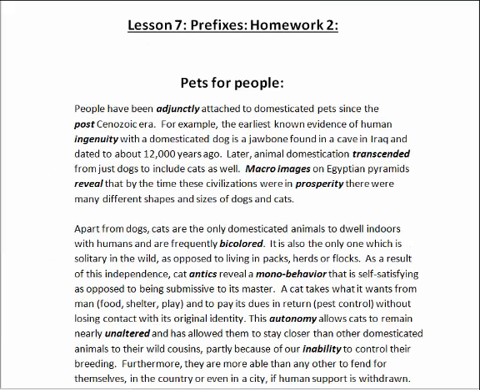So you come over here and we find our word prosperity in paragraph number 1. And let's go ahead and use a couple things here. First things first, let's pull that red pen out. We're going to read the sentence before. Let's underline this. It says macro images on the pyramids reveal at times civilizations were in prosperity. And there's many different shapes and sizes of dogs.